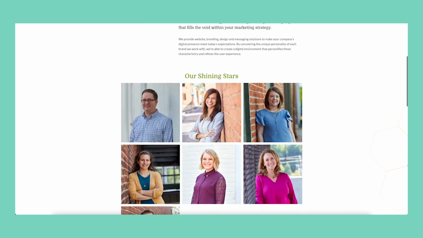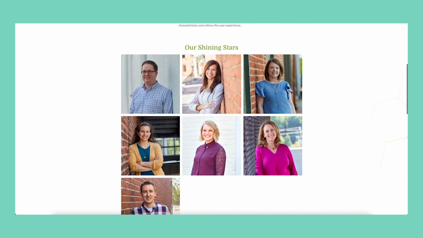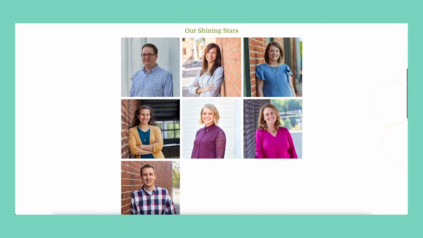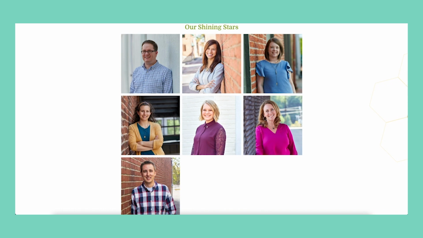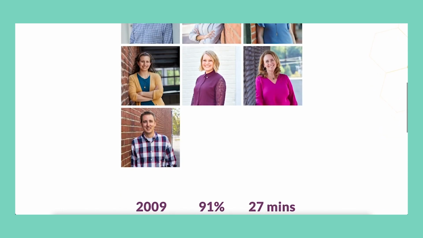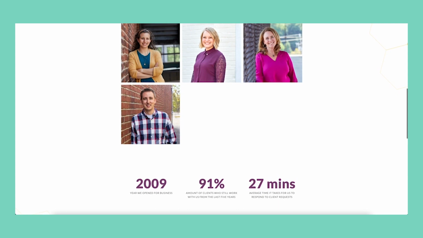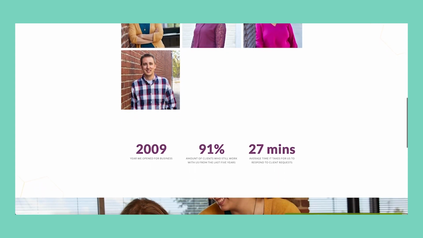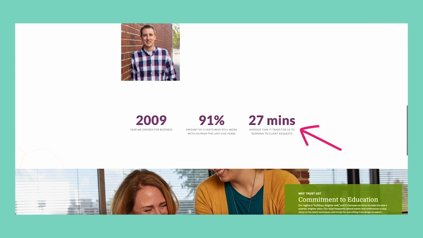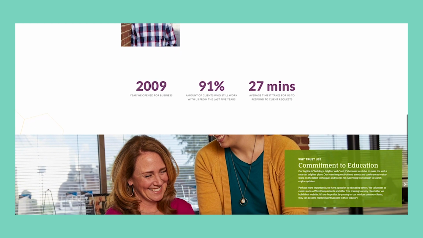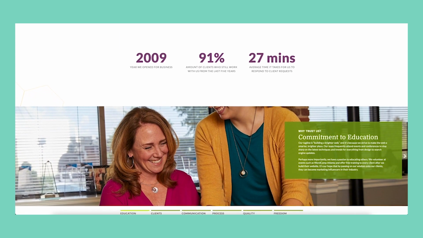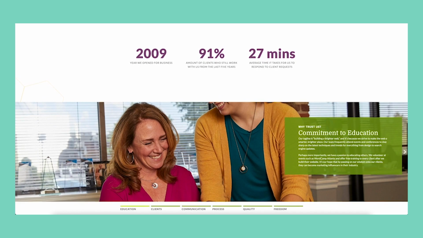So how does Green Melon Media exactly build trust and credibility? And how can you do the same? They use some super cool convincing stats to build credibility. On average, it takes them 27 minutes to respond to client requests, which is brilliant. They've been around since 2009, so their clients don't have to worry about them disappearing, and 91% of their clients still work with them after 5 years. Maybe you could add how many websites you have built or by what percentage revenue or website conversion has increased after you've built a site for your clients.